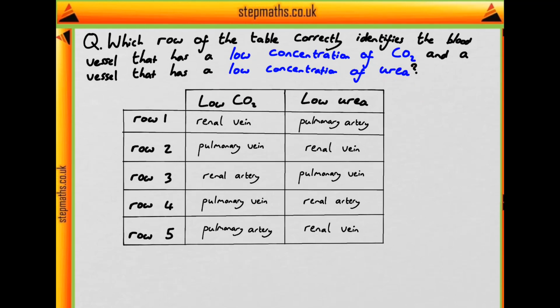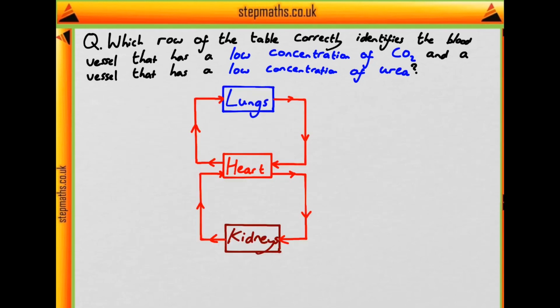So as we can see, the options for this question involve four different blood vessels: the renal vein, the pulmonary vein, the renal artery and the pulmonary artery. So first let's make sure we actually know what each of those are before we can answer this question. So I've drawn a diagram here showing the blood vessels between the lungs and the heart and the kidneys. And so now let's label on which vessel is which.